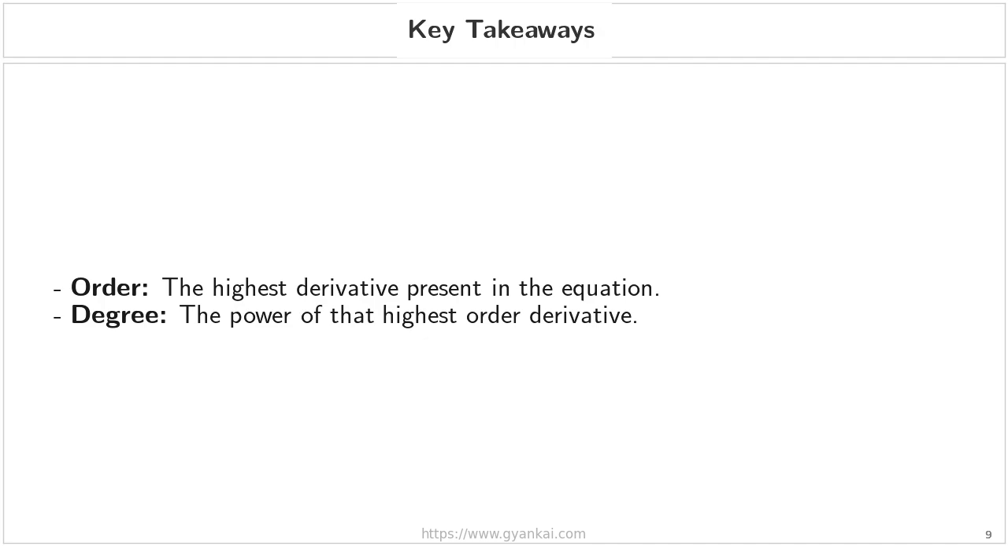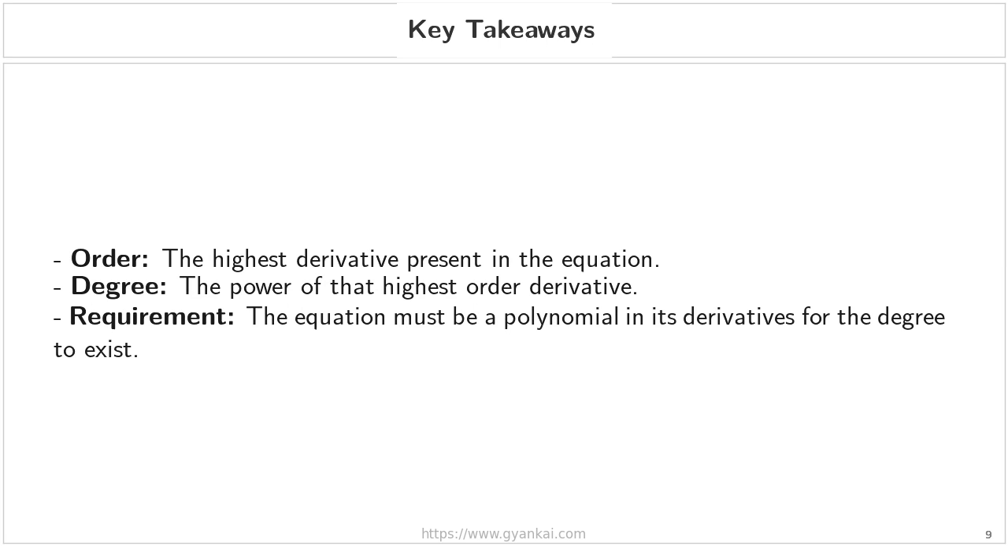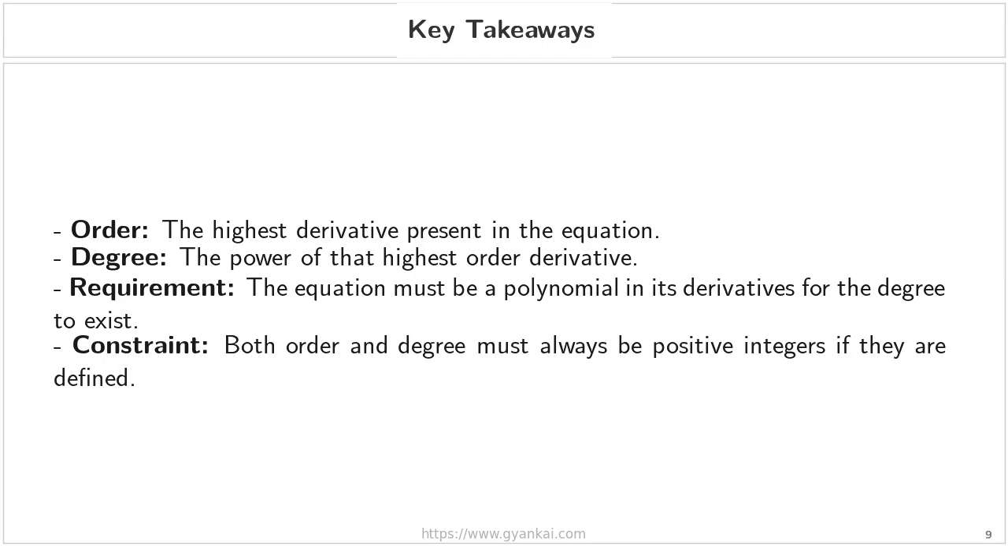Next, we have the degree. Remember, the degree is specifically the power, or the exponent, attached to that highest order derivative we just identified. However, there is a crucial requirement you must always check. For a degree to even exist, the equation must be expressed as a polynomial in its derivatives. This means no fractional powers and no derivatives trapped inside other functions. As a rule of thumb, keep this constraint in mind. Both the order and the degree must always be positive integers, provided they are defined.